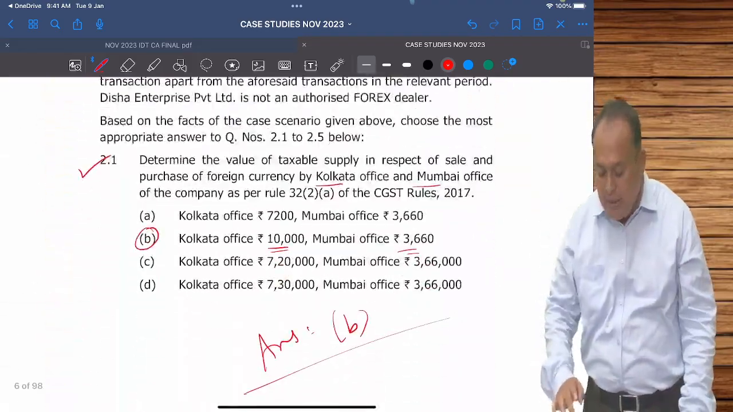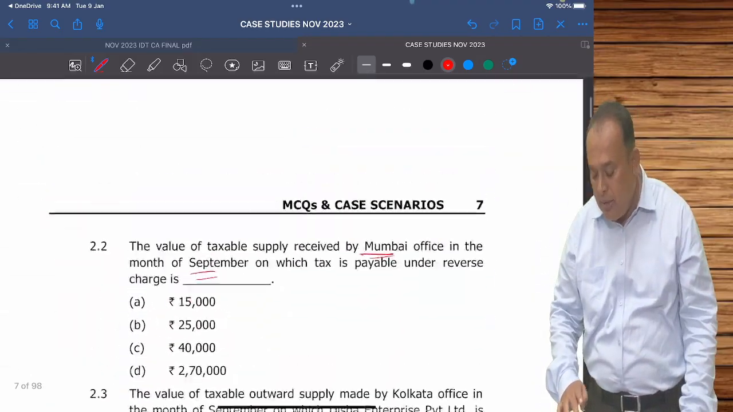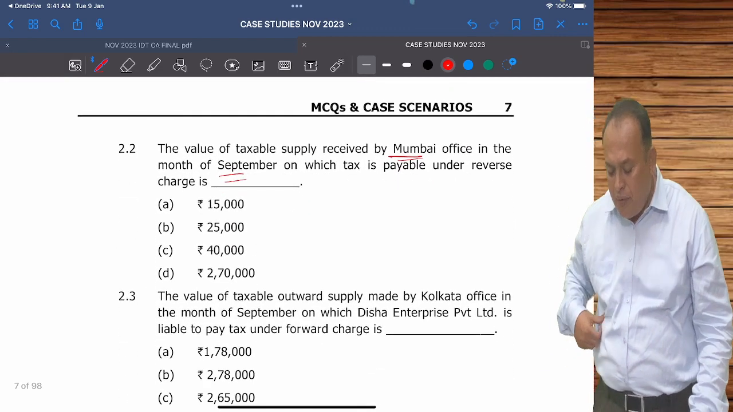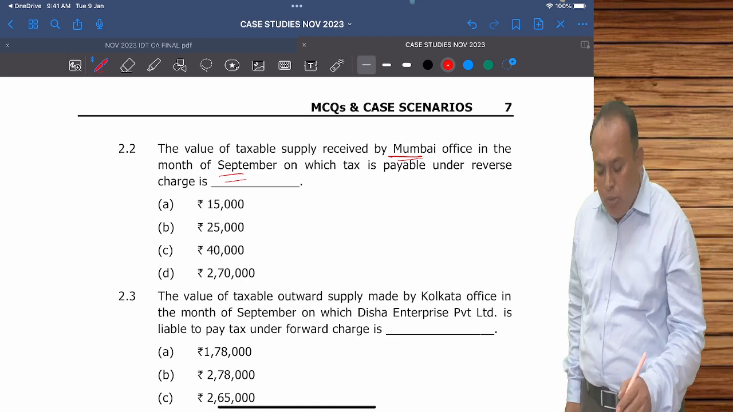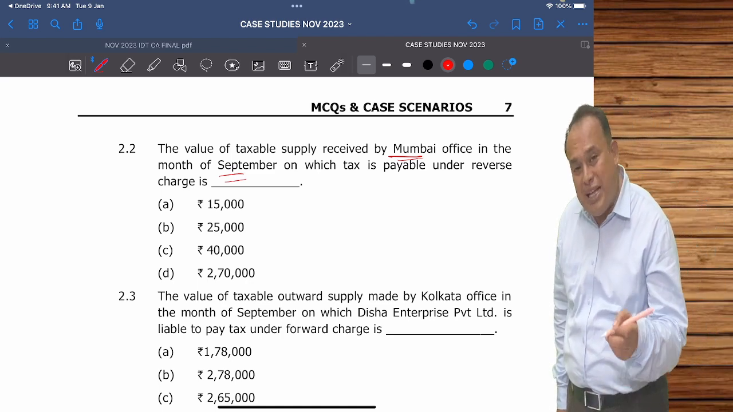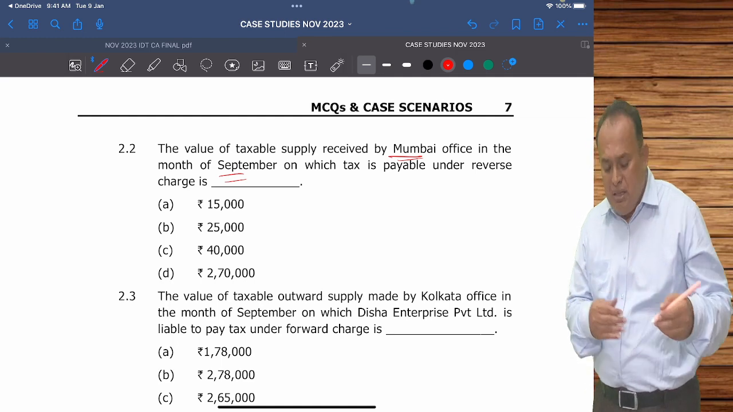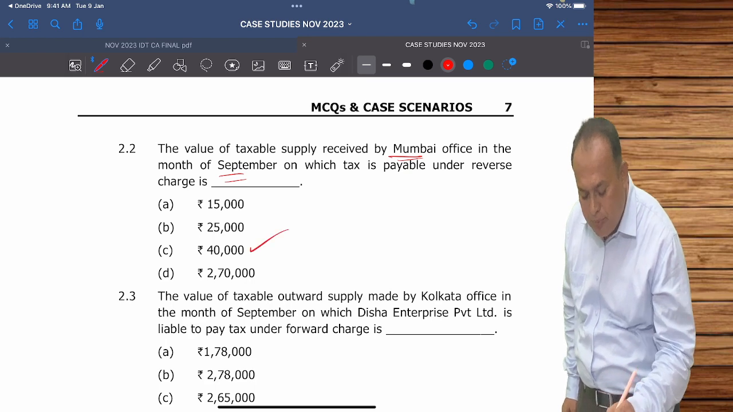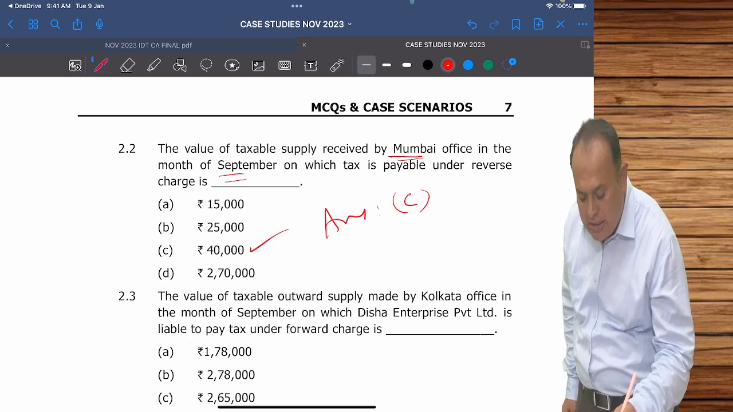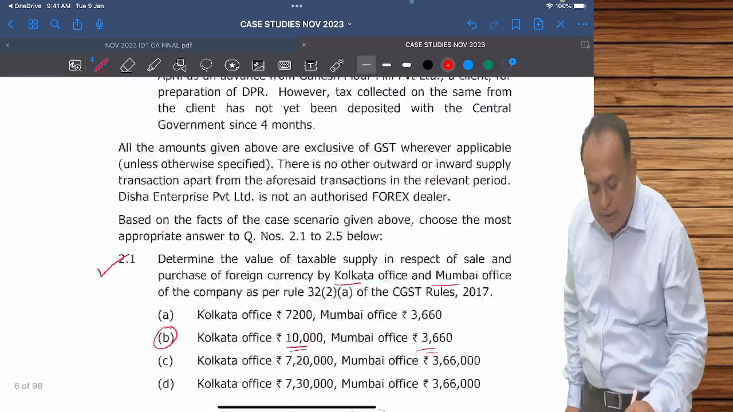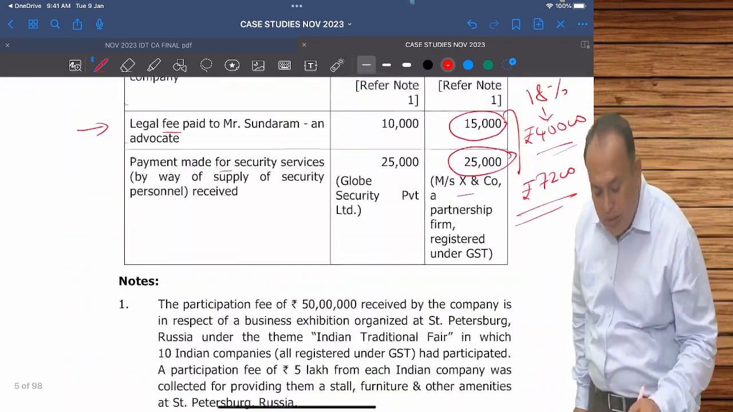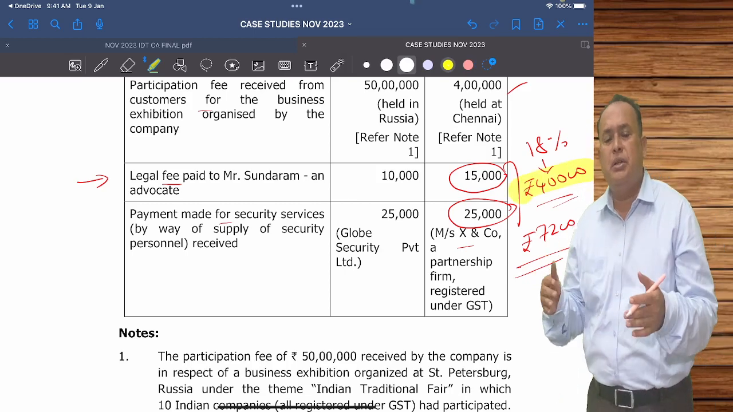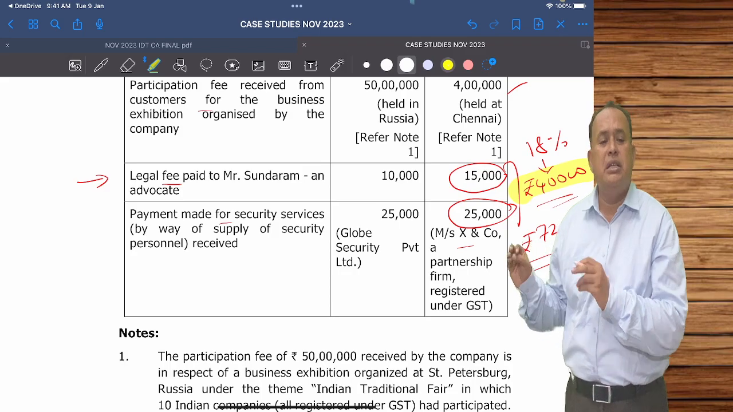Let us see, my dear friends, where it is coming here, point number 2. They are asking here the value of taxable supply received by Mumbai office. They are asking the value of taxable supply. GST is 7,200. Value of supply 40,000. Where 40,000 is coming here is here. So the answer here is point number C, 40,000. We got 40,000 value of supply. If they ask the GST payable, we find out. They ask only taxable supply on which RCM applies, which is 40,000 rupees.